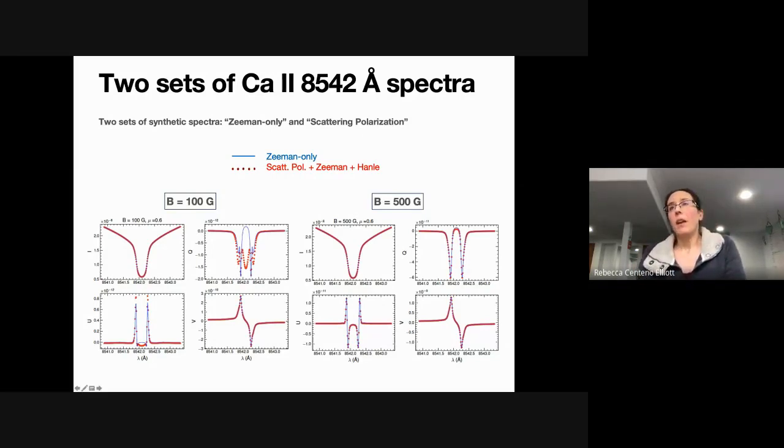For the case of 500 Gauss, the difference between the linear polarization signatures from both calculations is very, very small. And this is because we're now in a regime of field strengths where the Zeeman signals dominate. All right, so now let me just go to the results.